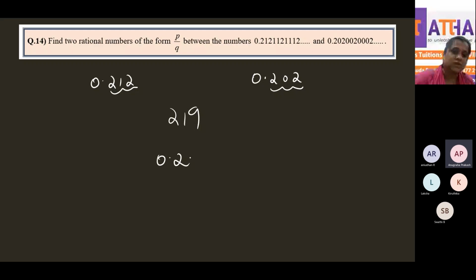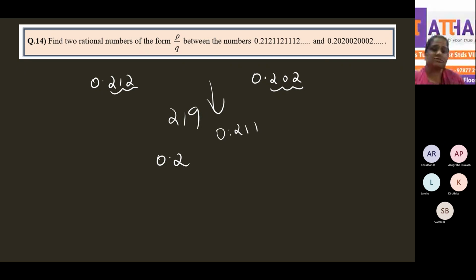Yes, Roshni again. Ma'am, can I tell the answer? 202, 203, 204, 205, 212. 211 is correct. 0.211. Correct? Yes. You want to say? 0.206. Not 2.06, 0.206. So the P by Q form will be 206 by 1000. Then you should simplify it. Cancel it in the tables of 2 and so on.